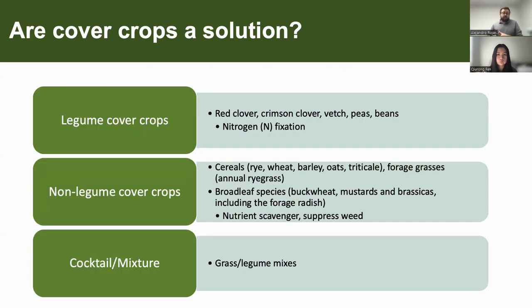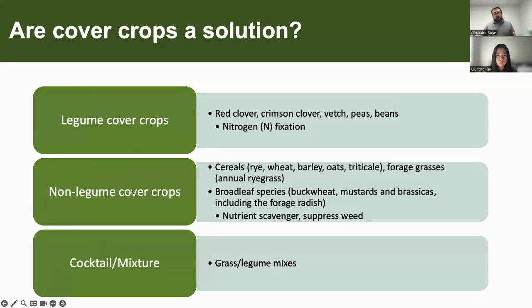So there are different types of cover crops. One is legume cover crops. These are going to be your red clover, your peas, and different beans that have the ability to recruit different organisms that increase nitrogen in the soil, increasing your nitrogen credits. We have other types of cover crops that are non-legume, so these are going to be cereals and other broadleaf species that are going to have different effects on the soil, especially suppressing weeds and producing some chemicals that can control soil-borne pathogens. And the third option is the mixture of the legume and non-legume cover crops.